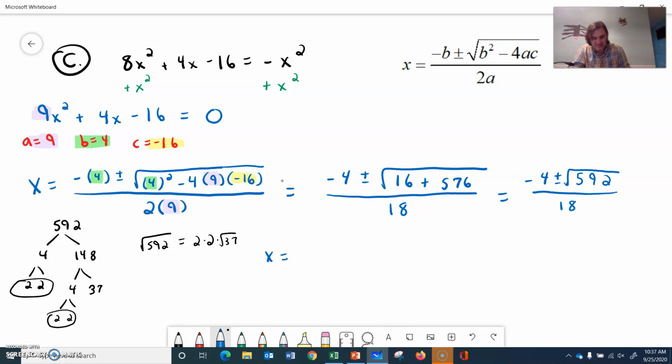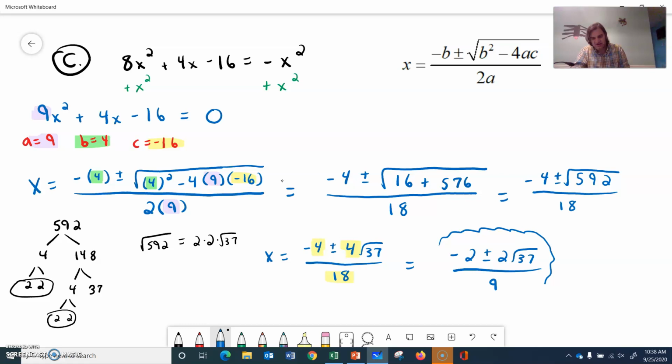So I'm going to rewrite my answer and see what happens. I'll have x equals negative 4 plus or minus 4 square roots of 37 all over 18. And this is a place I can reduce, because this 18 has a common factor with the 4 and the negative 4. They're all divisible by 2. So I can divide them all by 2, and I'll have negative 2 plus or minus 2 square roots of 37 all over 9. Okay? And that would be my answer in simplest form, because I can't break the root down anymore and I can't reduce the fractions anymore. Okay.